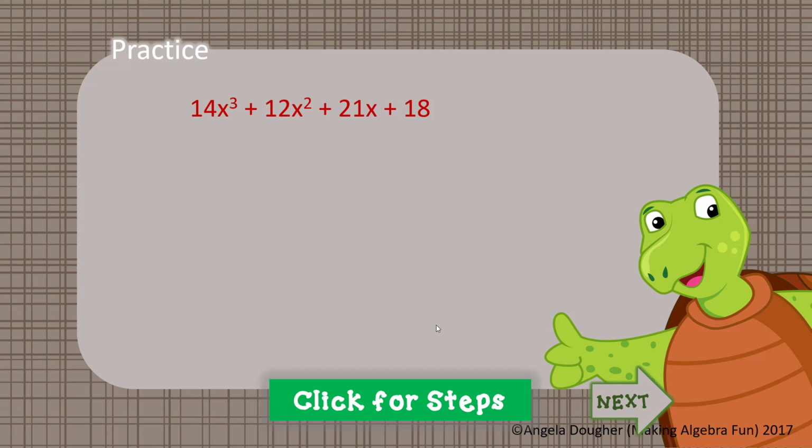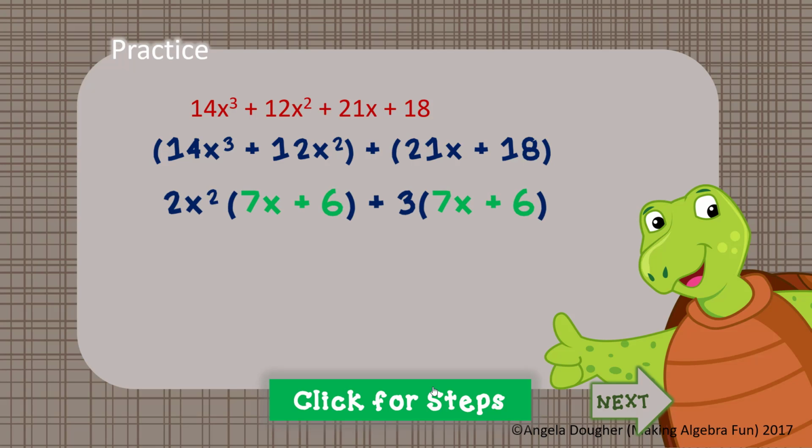So practice-wise on this one, we can take this one, and we need to put it into groups. So let's do that. We put our 14x cubed plus 12x squared, and I have 21x plus 18. Now, what can we factor out of the first one? Well, on the first one, we can factor out a 2x squared, and on the second one, we can factor out a 3.